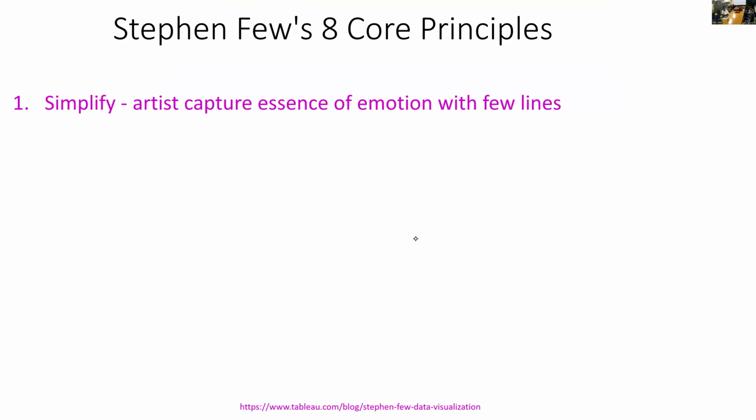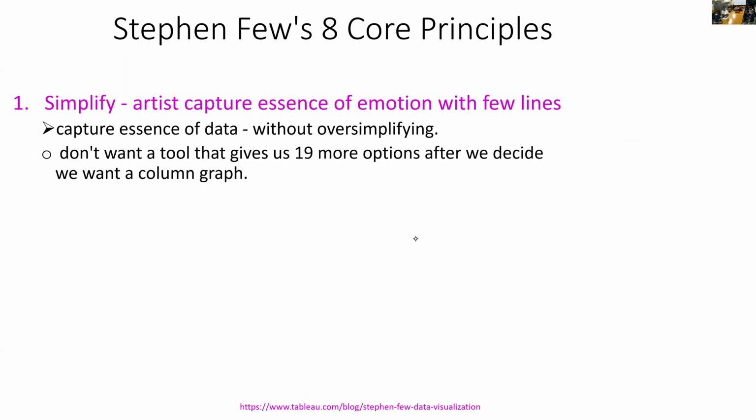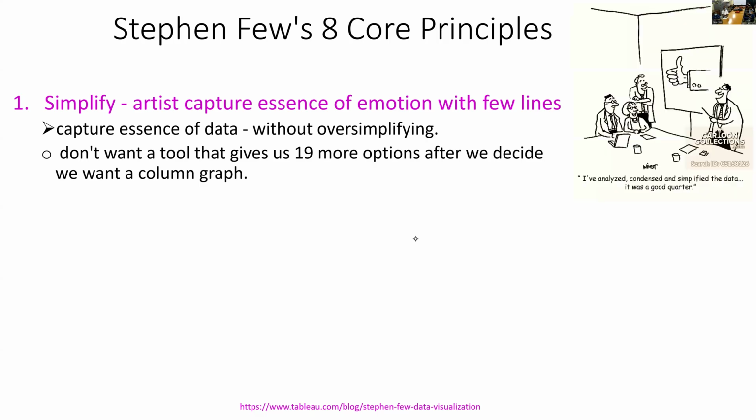The first one is KISS. What is KISS? Keep it simple, stupid, or not stupid, whatever nice word you want to say. Whatever graphs you make, keep it simple. Simplify. An artist captures emotions with few lines. Don't oversimplify, but keep it as simple as possible. We don't want a tool that gives us 19 options after we choose a color graph. Suppose you say, okay, we can make a graph, and you have to choose between 19 different options. It's too confusing. Keep it as simple as possible.